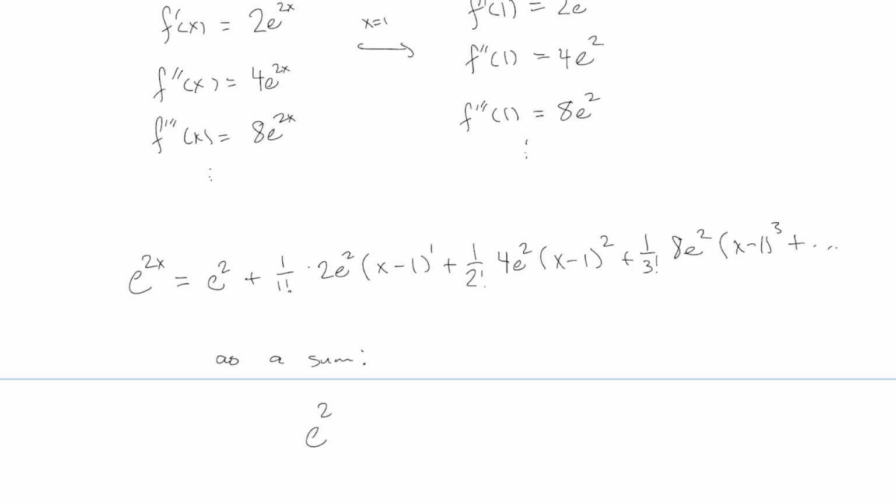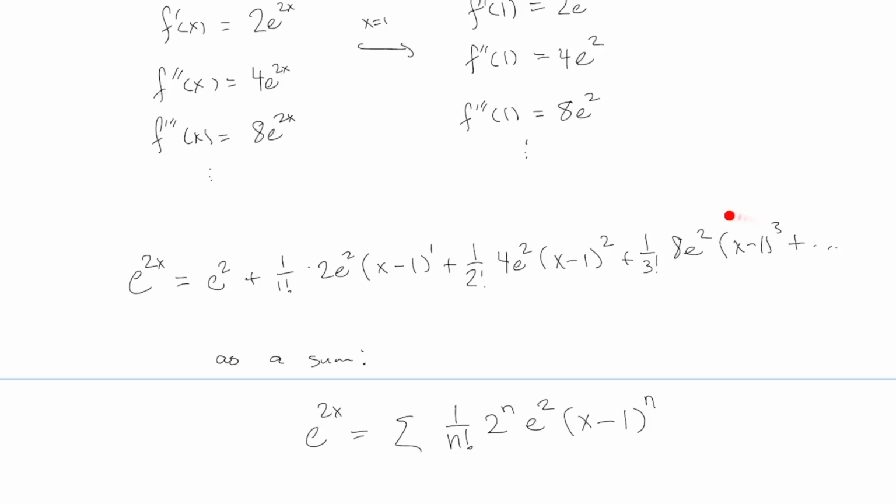It would say e to the 2x equals the sum. Somebody want to tell me? I know some people wrote something. What you got? 1 over n factorial, 2 to the n, e squared times x minus 1, to the n. Yeah, I like that.